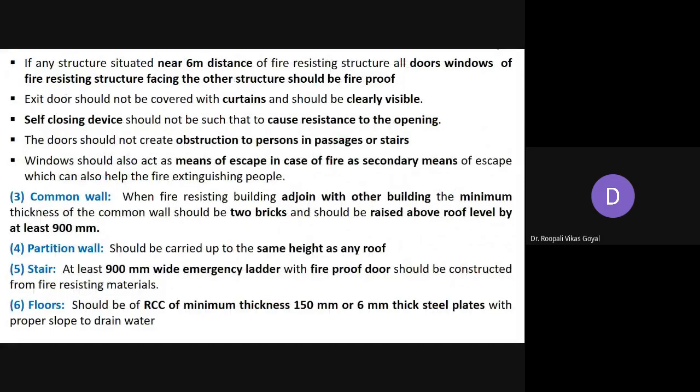Next, if any structure nearby your structure is a fire resistant structure, and within 6 meters distance you have another structure, then your fire resisting structure's doors and windows, when facing another structure which is not fire resisting, should be properly fireproof. Whenever a fire takes place in another building, at least you should be protected.